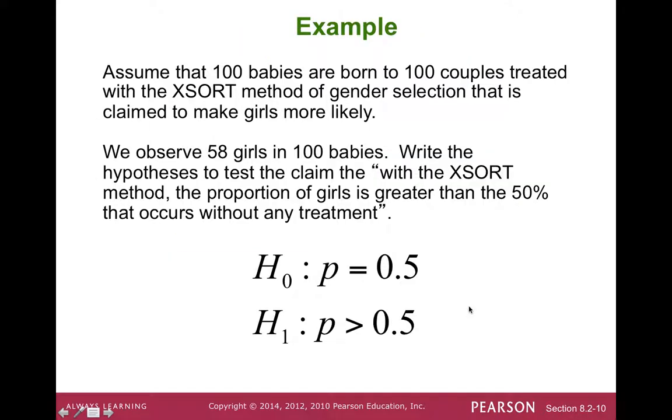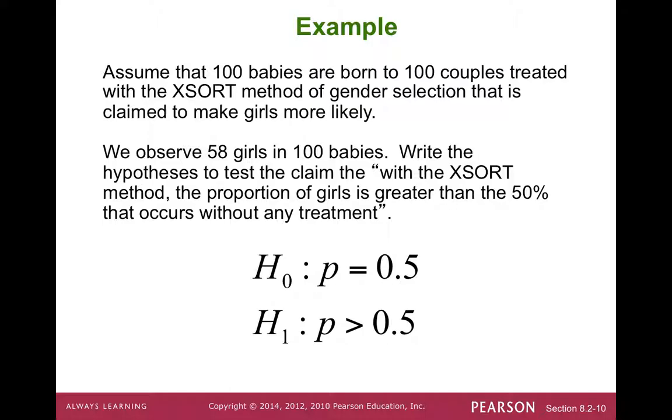Okay, so here's an example. So we're going to assume that 100 babies are born to 100 couples treated with the X-sort method of gender selection that is claimed to make girls more likely. So this method basically is for people undergoing, I believe, in vitro, where they take eggs and they sort them in a way that is supposed to give you a higher likelihood of girls being born.